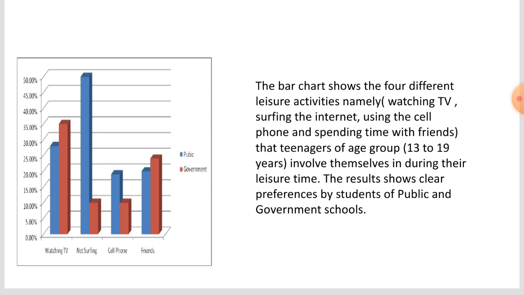So you can write something like this. The bar chart or bar graph illustrates the 4 different leisure activities, namely watching television, surfing the internet, using the cell phone, and spending time with friends that teenagers of age group 13 to 19 years involve themselves in during the leisure time. The result shows clear preferences by the students of public and government schools.